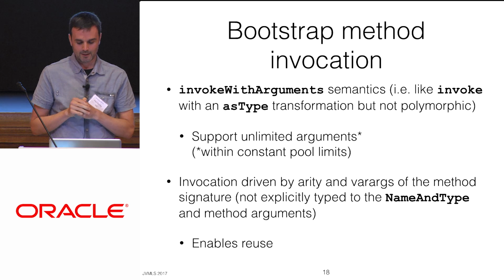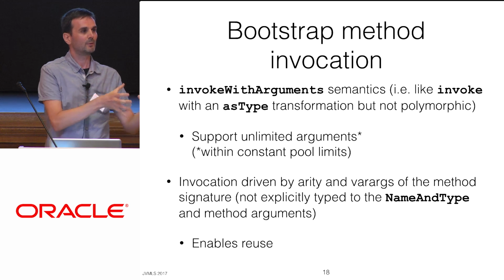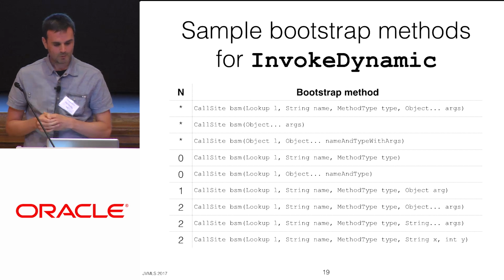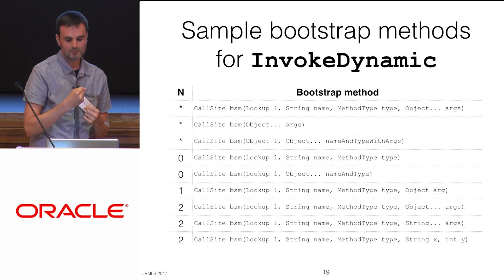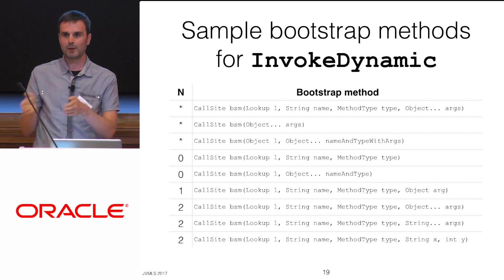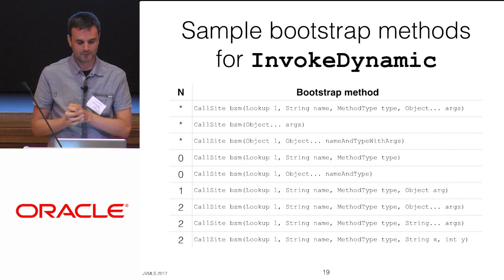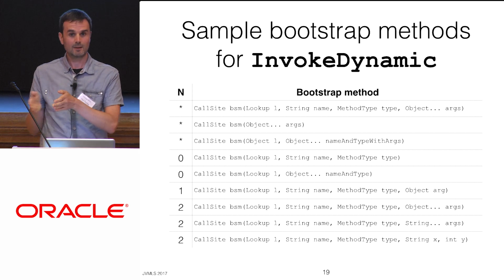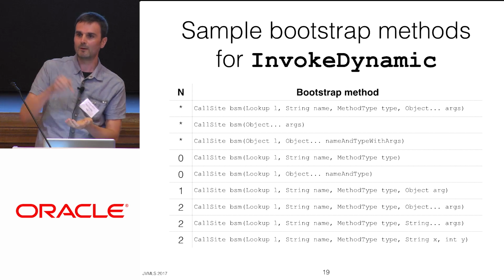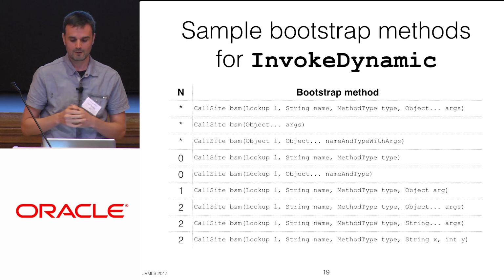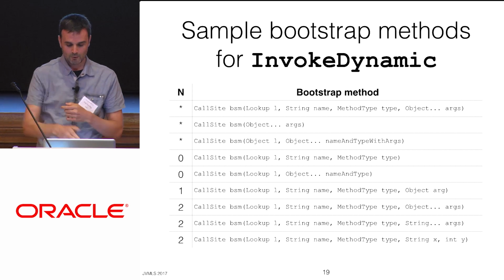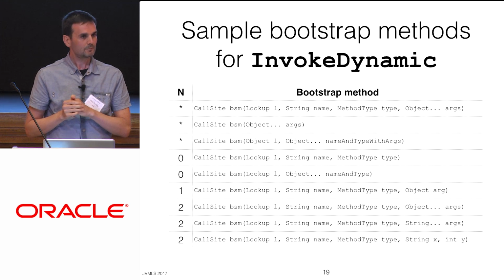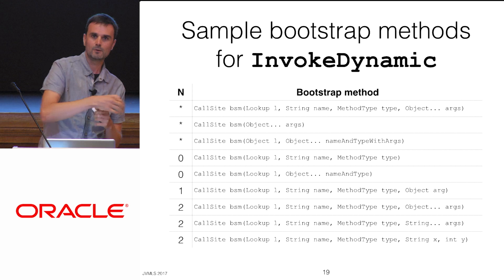It's not explicitly typed to the name and type, and this enables quite a lot of reuse when you're using Bootstrap methods. If we look at this table here, we can see a bunch of examples that I extracted out from the Javadoc of the types of shapes or signatures of Bootstrap methods you can have. You can have a Bootstrap method for InvokeDynamic that basically takes a var args of args, and it will stuff in a lookup, name and type, or you can explicitly mention those in the first one and have var args at the end, or you can explicitly type the stuff that you want at the bottom like that. It's very, very flexible in how you invoke these things, and you have to return a call site back.